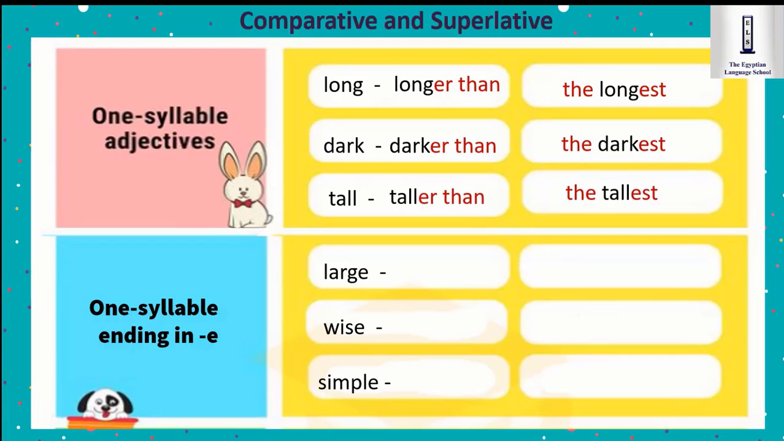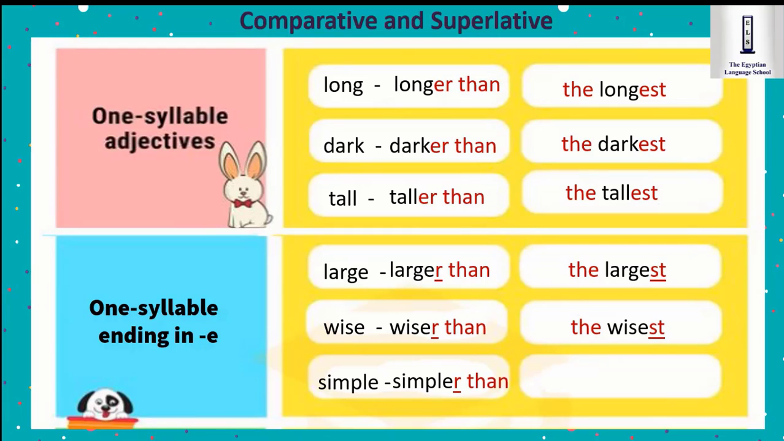What about one-syllable adjective ending in E? We use the adjective, then add r or only, plus than in the comparative form. For example, large will be larger than, while in the superlative form, we add the plus the adjective plus st. So it will be the largest. We also have wise, wiser than, the wisest, simple, simpler than, the simplest.